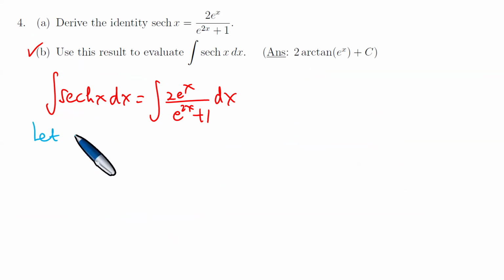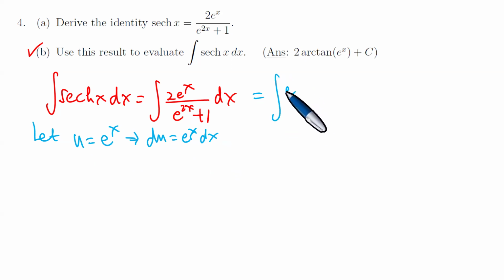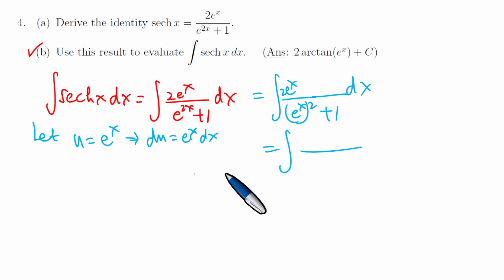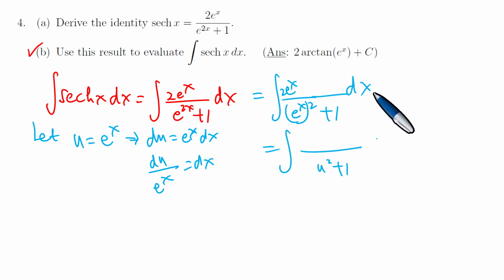So now you let u be e to the power x, and the derivative is du, which is e to the power x dx. You come to this, which is 2e to the power x, and then this e to the power 2x you can write as e to the power x all squared, giving us u squared plus 1 dx. Here you can make dx the subject. So du divided by e to the power x is dx. Wherever you have dx, you can write du divided by e to the power x.